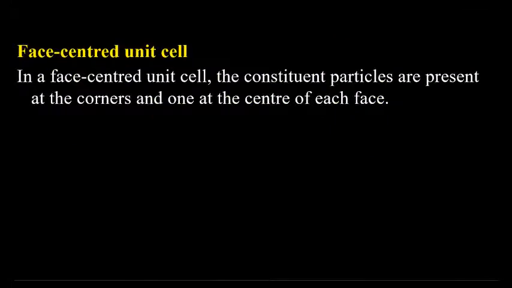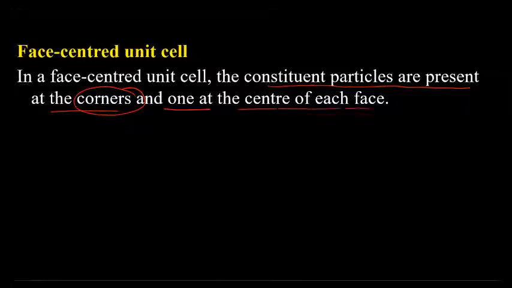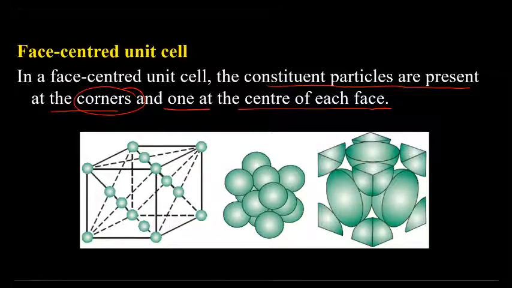So you will say in a face-centered unit cell, the constant particles are present in all corners and one at the center of each face. Face-centered means all faces. So one at the center of each face, all six faces. This is the cross-sectional view, which makes it more clear.